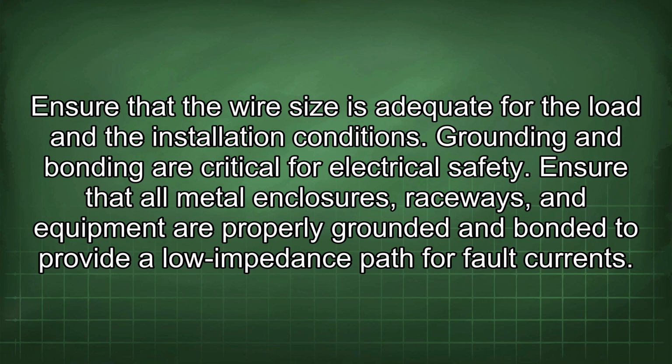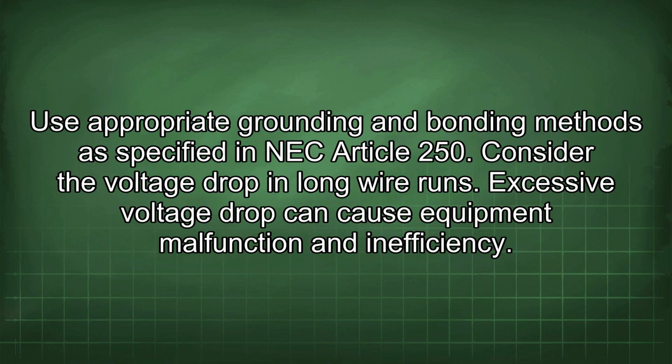Grounding and bonding are critical for electrical safety. Ensure that all metal enclosures, raceways, and equipment are properly grounded and bonded to provide a low impedance path for fault currents. Use appropriate grounding and bonding methods as specified in NEC Article 250. Consider the voltage drop in long wire runs. Excessive voltage drop can cause equipment malfunction and inefficiency.